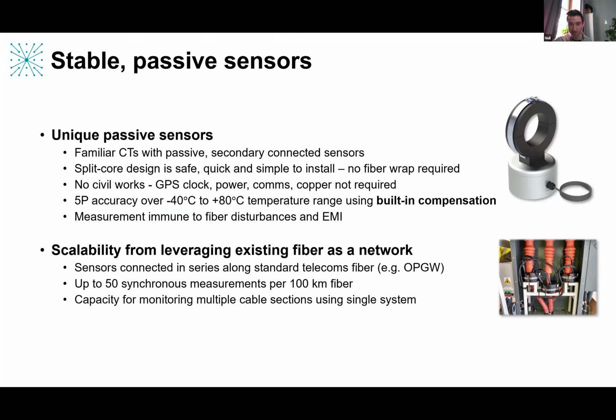And all of this means that the system is very scalable as well. The sensors are connected in series or in parallel down the existing fiber network as required. It's a very large number of sensors that you can install over that long distance. And if there's only a few fibers available, normally there are many fibers available, dark fibers in the OPGW that we can use. But if not, then we can always share that fiber bandwidth with other technologies. So it's a very scalable and quite unique system in that way.